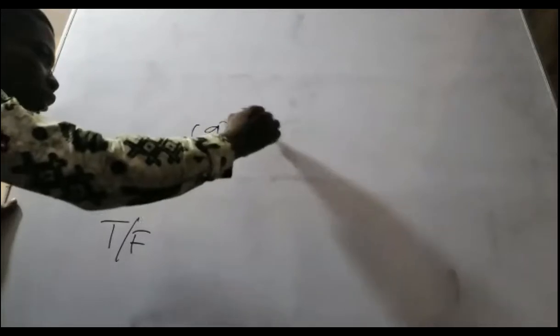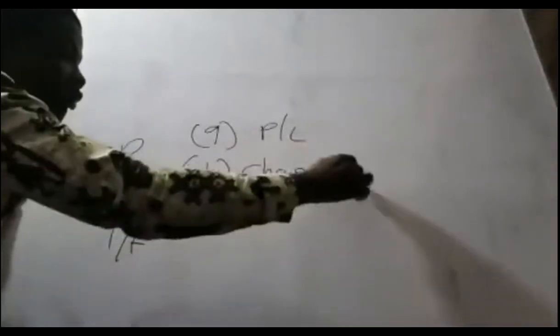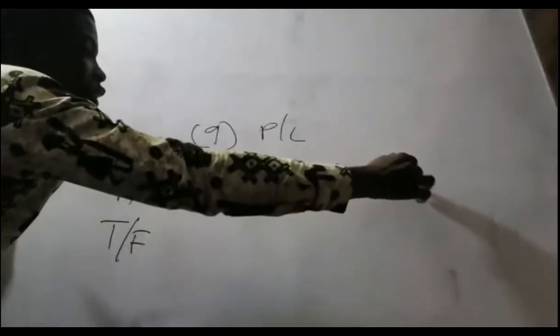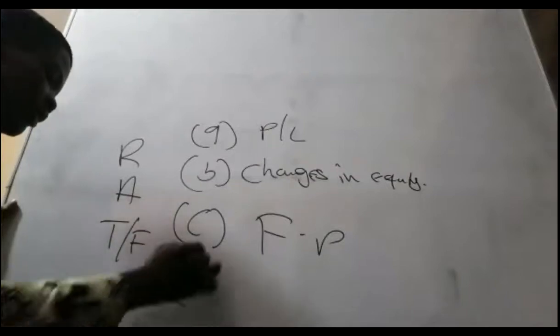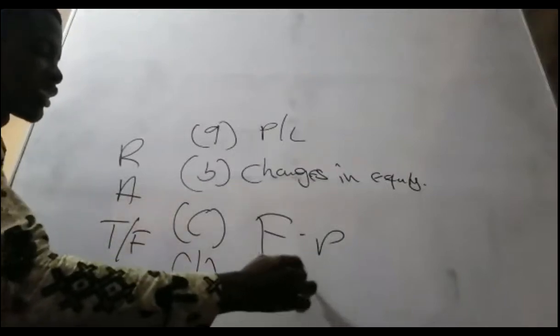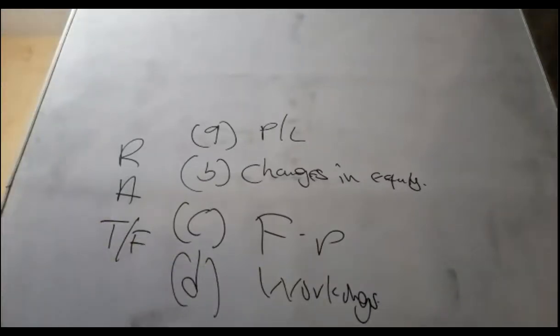Requirement A, statement of profit or loss. B, changes in equity. Then C, financial position. Then D, show your workings. So this is how I want the format to be. So we are going to solve it against this style.